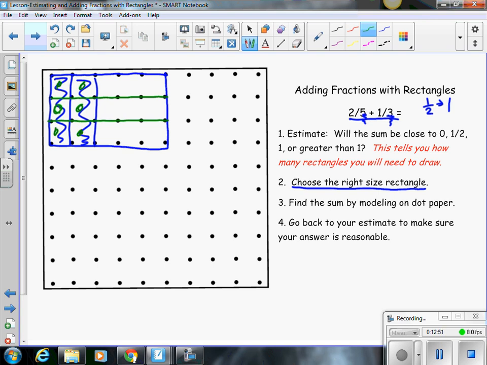I just need to count how big is a third. How many square units is in a third? There's 1, 2, 3, 4, 5. So all I have to do is shade in the part that hasn't been shaded in blue yet, shade in 5 square units, because that's the same as 1/3. So that's 3, 4, 5. So I have 1, 2, 3, 4 that are left unshaded. Okay? So I've modeled 2/5 in blue. I've modeled 1/3 in green.